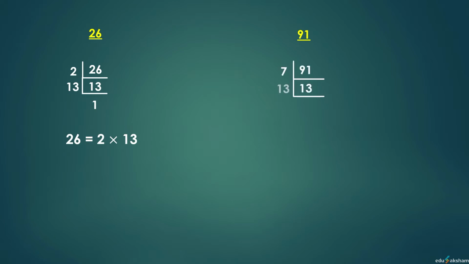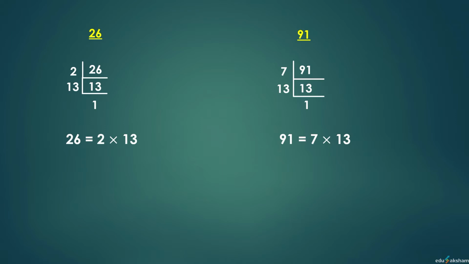The first pair of numbers is 26 and 91. First, we will find the prime factors of 26. The prime factors of 26 are 2 and 13. So, 26 as a product of its prime factors can be written as 2 times 13. The prime factors of 91 are 7 and 13. Therefore, 91 as a product of its prime factors can be expressed as 7 times 13.